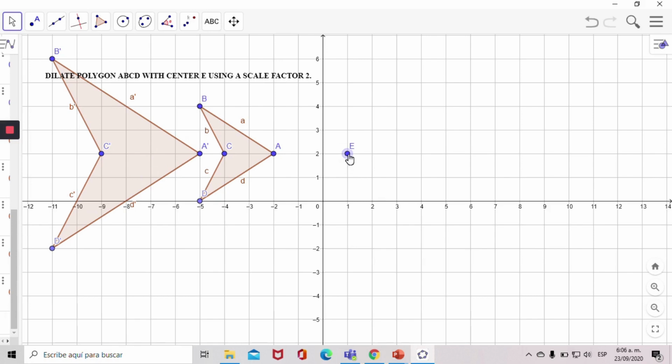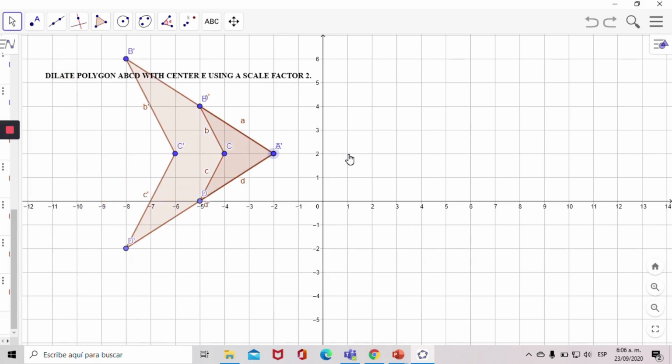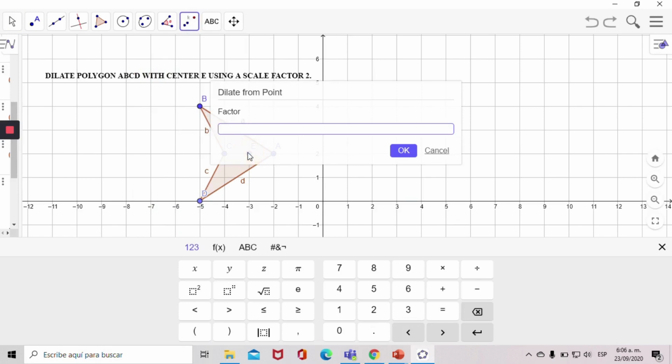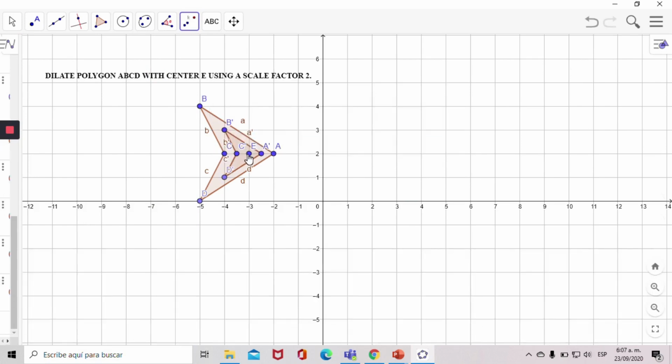Now, if the scale factor said we had a reduction, we only have to type it in where I do the dilation. Dilate this polygon from center E with a scale factor, let's say 1/2. So now it is a reduction and it is going to be smaller. This is the center. If I select it, this time it's not going to amplify the distances, but it's going to reduce them.